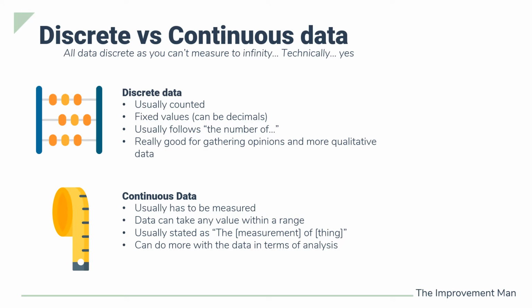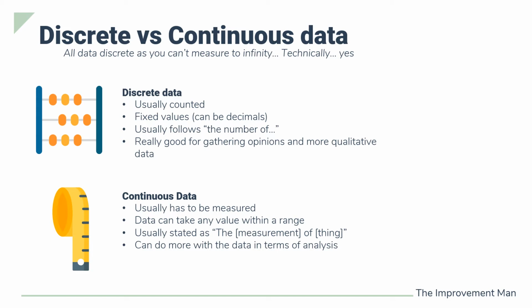So, without further ado, what is the difference between discrete and continuous data? I've seen it written really nicely and succinctly. Discrete data is usually counted, continuous data is usually measured. And that's quite a good rule of thumb to go by.